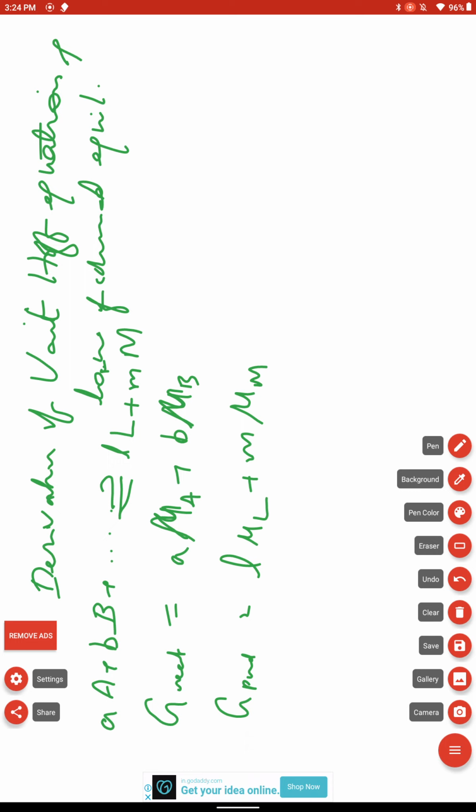Gibbs energy for the reactants and the products. When we calculate delta G, that means change in the Gibbs energy, change in the Gibbs energy will be G of product minus G of reactants.